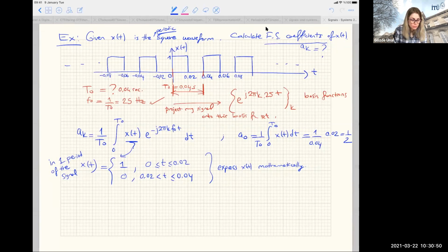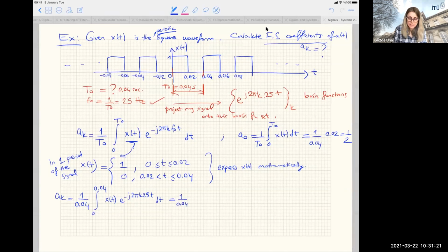So AK is 1 over T0, and T0 was 0.04. Let me quickly write this. The integral equation has T0 replaced with 0.04. In that period, we insert x of t, e to the minus j 2 pi k 25 t, dt, right? I inserted F0 also. So this will be 1 over 0.04.